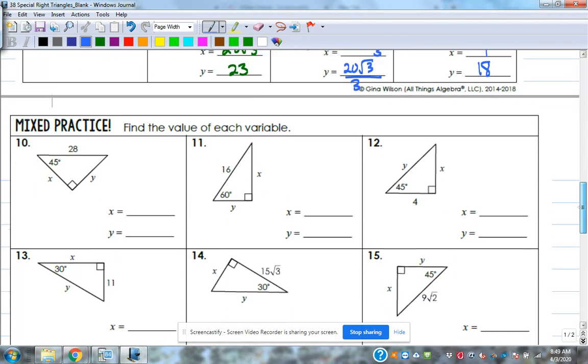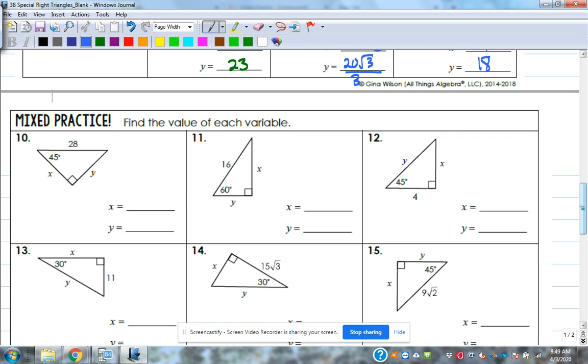Let's look at a few more here and see what we can come up with. So let's mix it all together. We'll have 45, 45, 90s, and 30, 60, 90s all mixed in with this.